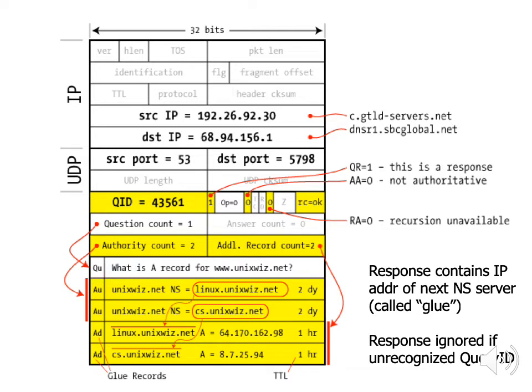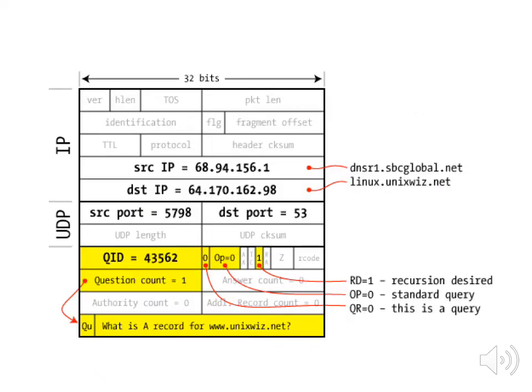So one thing to note is that if a DNS resolver gets a query ID that doesn't correspond to any query IDs that it sent out, it will just drop the request. So having received this, it will now send another request. It'll go to the next server. So here we're sending a request to linux.unixwiz.net. We have a new query ID. This is incremented by 1. We're requesting recursion. It's a standard query. We have one question, and the question is, what is the address record for www.unixwiz.net?